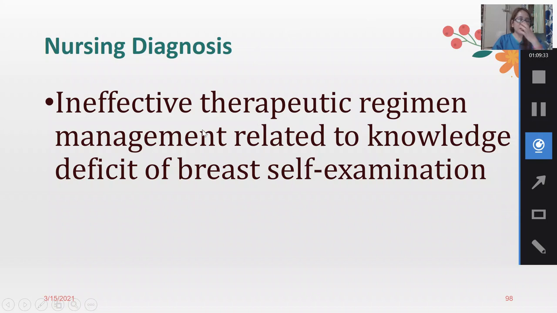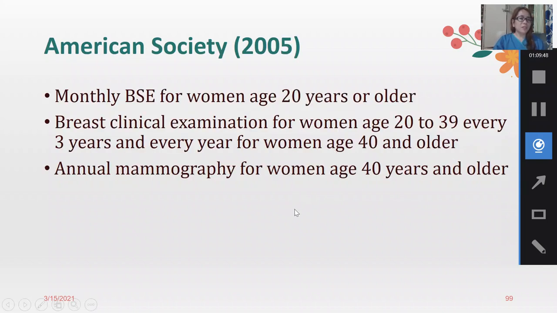So our example nursing diagnosis here is ineffective therapeutic regimen management related to knowledge deficit of breast self-examination. So hindi siya nag-breast self-examination. So the American Cancer Society 2005 suggests the following, that the woman age 20 years old or older, so kayo ito, should do monthly breast self-examination. And women age 20 to 39 should undergo breast clinical examination every 3 years. And every year for women age 40 and older. And there should be annual mammography for women age 40 years and older.